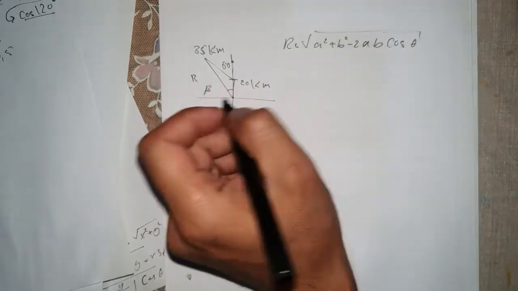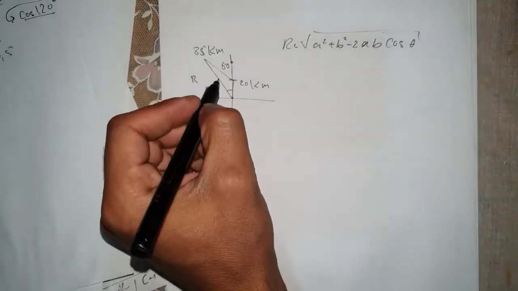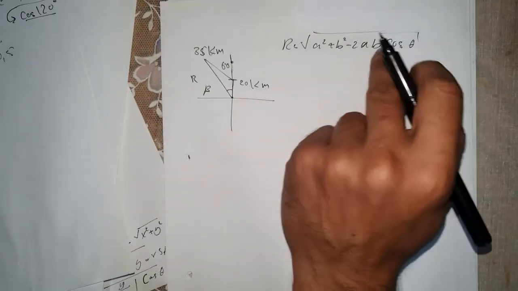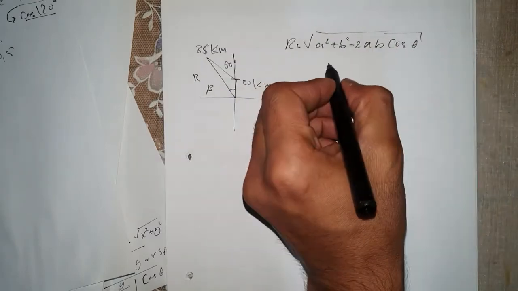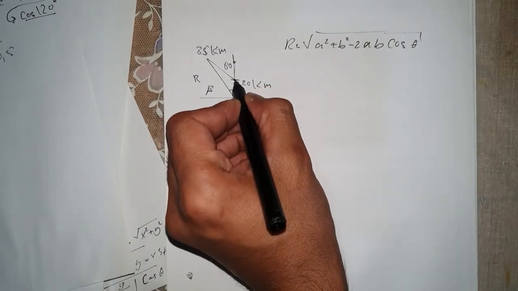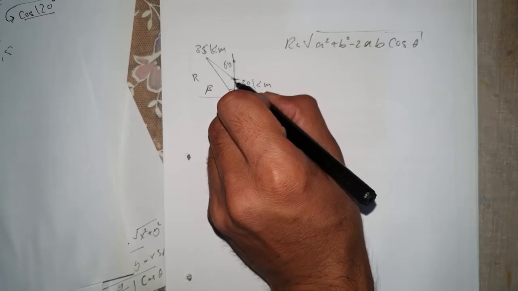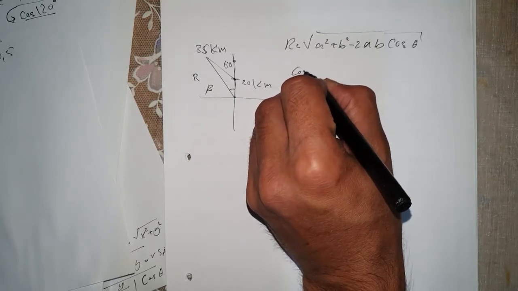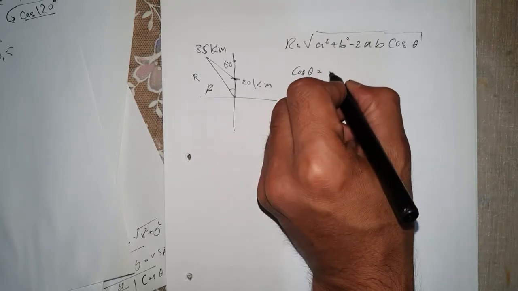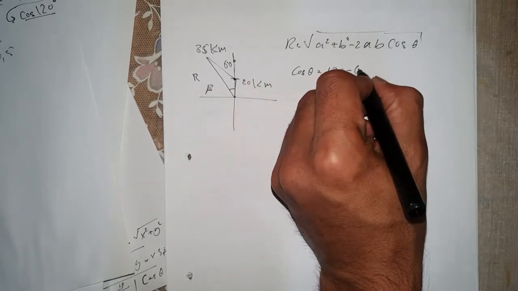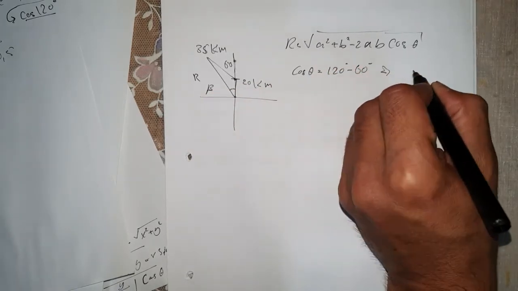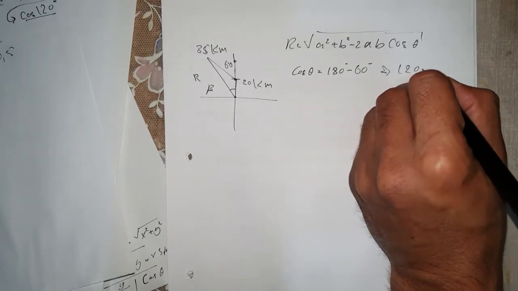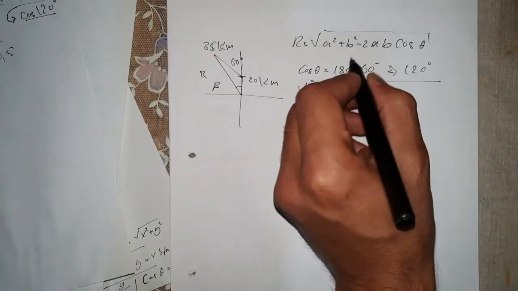So we have all these things. To find theta, how are we going to find the cosine of theta? If we take it from this direction, from this to here is 180. So we take 180 minus 60 degrees, and we get 120 degrees. So we put all those things in the formula.